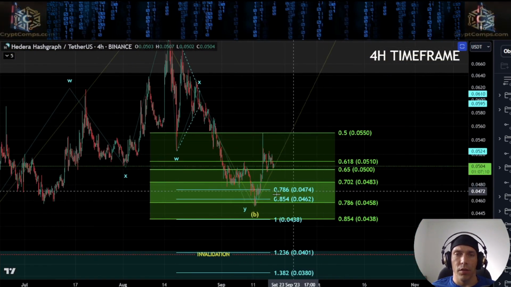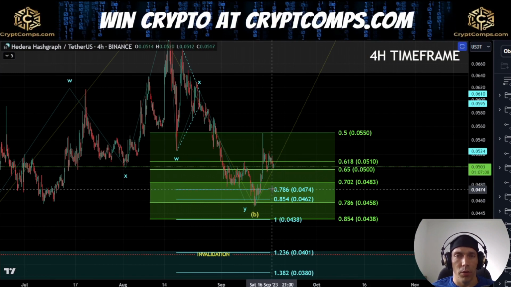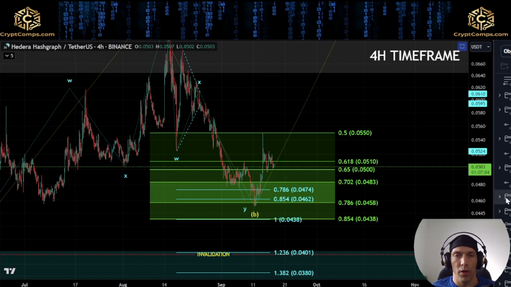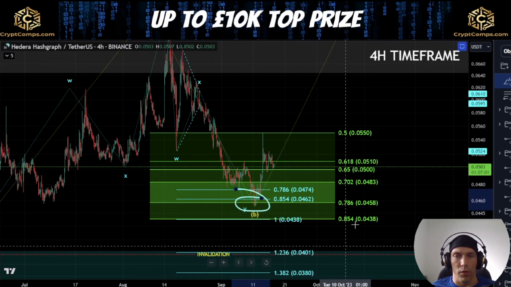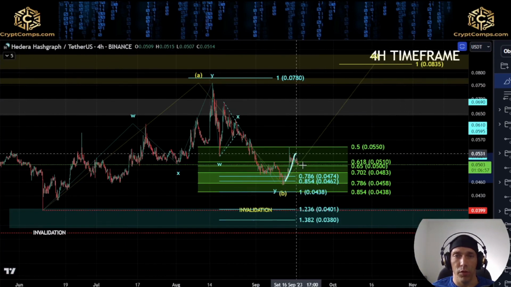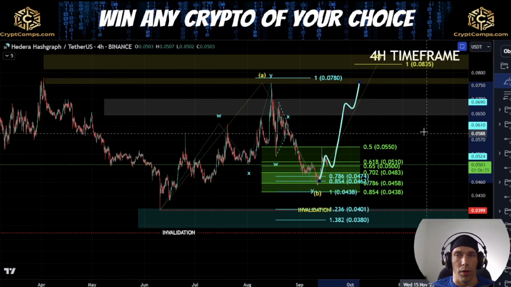Now, within this idea, we have come down towards this 0.854 of this wave W that we've got here, and we've also come back down to this 0.786. So because of that reason, I'm looking for the potential that we could still see price look to rally to the upside in a C wave.